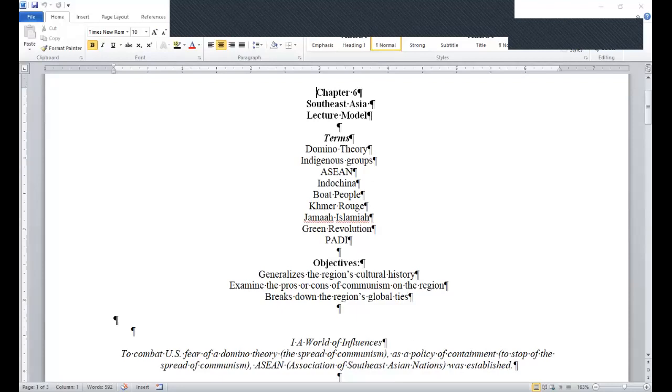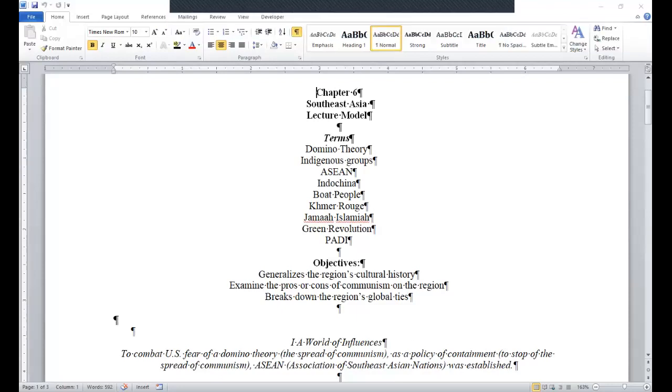Chapter 6, Southeast Asia, some of the major heads-up terms. The domino theory. This was the idea the Americans had during the Cold War, that if one nation fell to communism, the whole region would or could fall. And again, the major impetus for our involvement in Vietnam.